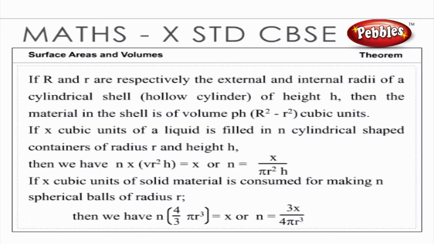If x cubic units of solid material is consumed for making n spherical balls of radius r, then we have n into 4 by 3 pi r cubed is equal to x, or n is equal to 3x by 4 pi r cubed.